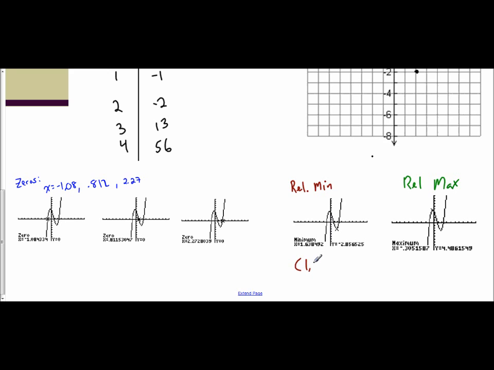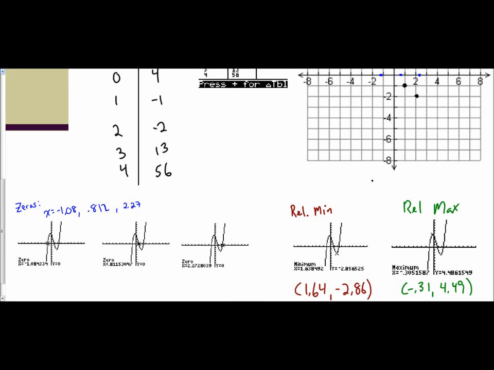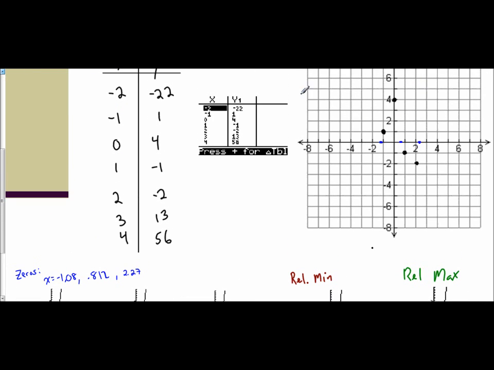I'm going to plot my relative minimum at 1.64, negative 2.86, and my maximum at negative 0.31, 4.49. And so let's plot those points. Negative 0.31, 4.49.